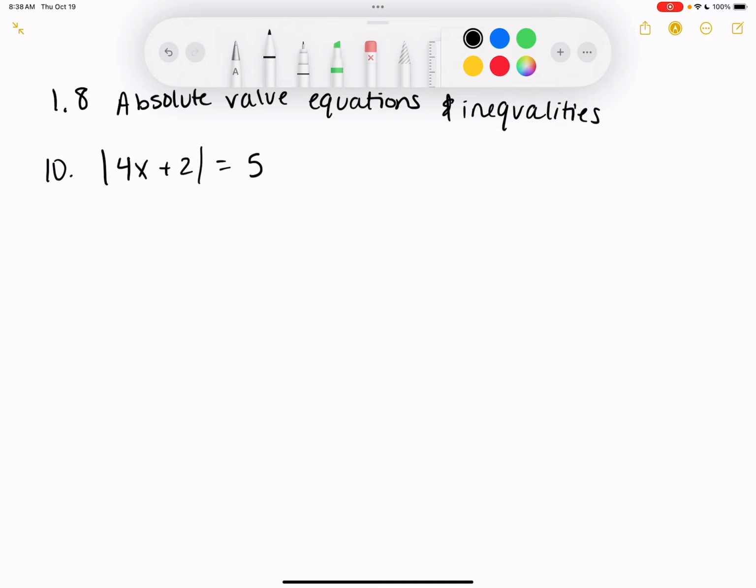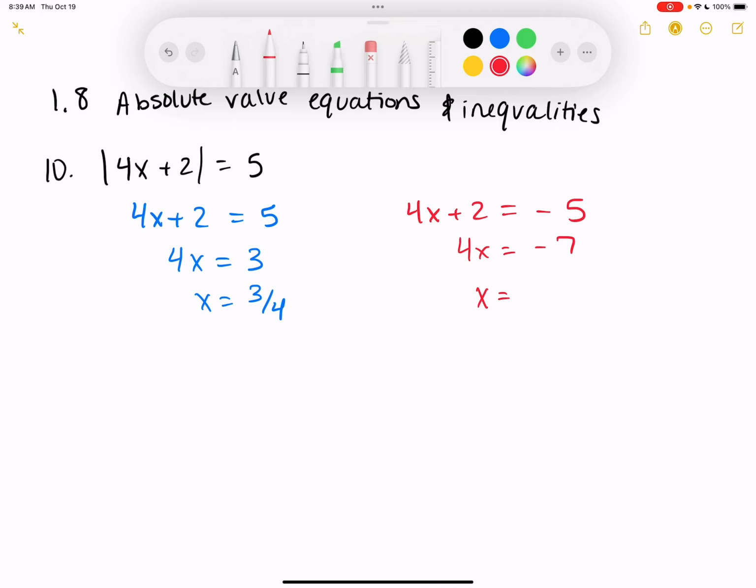So when we have absolute value, how many equations do we have? 2. So one is copied exactly, so 4x plus 2 equals 5. The other one, we change what it's equal to the opposite sign, so 4x plus 2 equals negative 5. And then I just solve it. So this is going to be 4x is equal to 3, so x is equal to 3/4. And then the other one, 4x is equal to negative 7, so x is equal to negative 7/4.